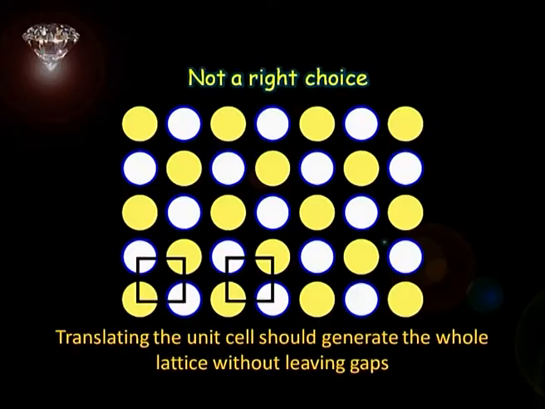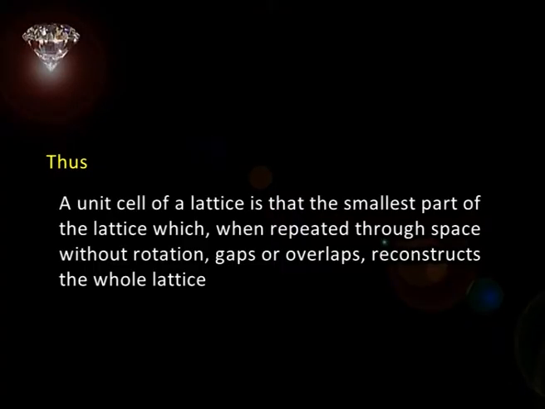So, what you have seen is that in a 2-dimensional lattice, there are different possible unit cells. We have also seen one case where the unit cell is not the way it has been represented there, because it must be in a position to generate the whole lattice on translation. That is a basic premise we have. Thus, we can conclude that a unit cell of a lattice is the small part of the lattice which, when repeated through space without rotation, gaps or overlaps, reconstructs the whole lattice. That is the way we will define a unit cell, because it is easy to do in 2 dimensions. That is why we have done it here.